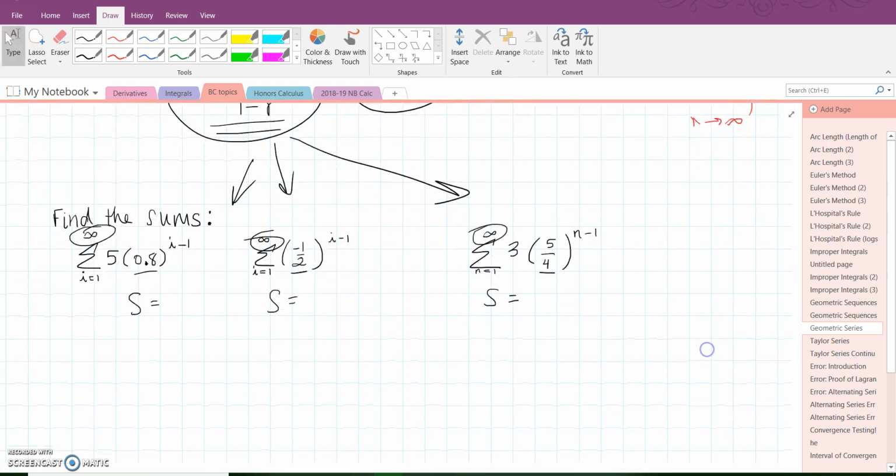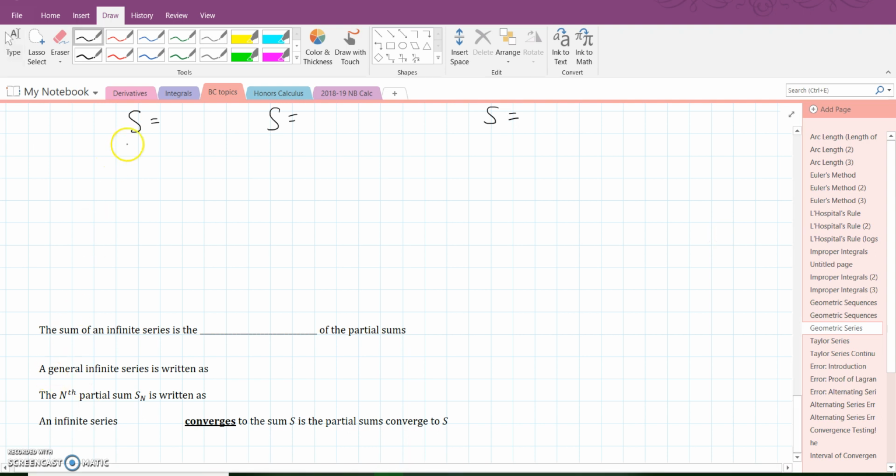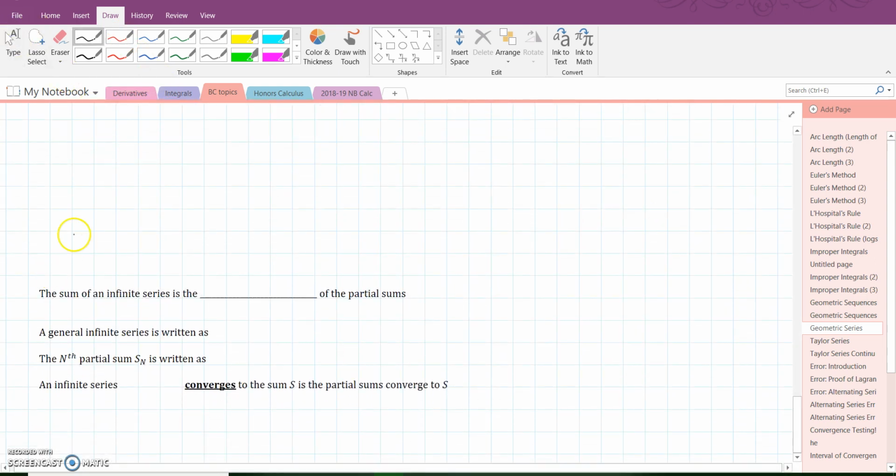The last comments I have for you are down here. Write this in your notes. Since I'm basically out of time, I might have just enough time to write this. Make sure you go back and you actually find those sums here. The sum of an infinite geometric series is going to be the limit of the partial sums S sub n. A general infinite series is written as the sum from n equals 1 to infinity of a sub n.